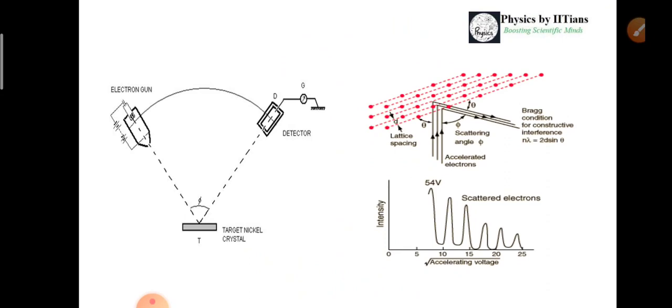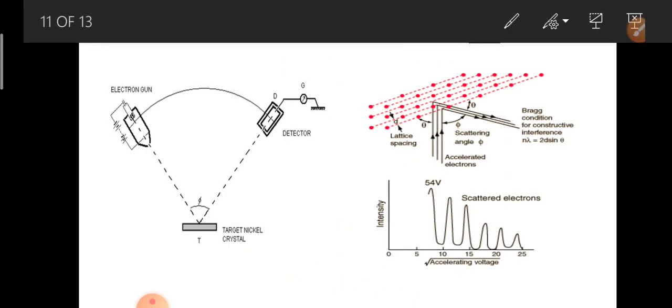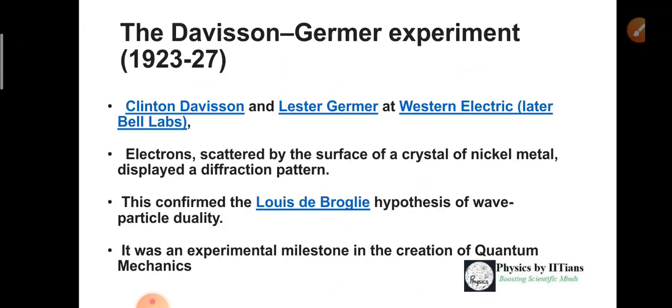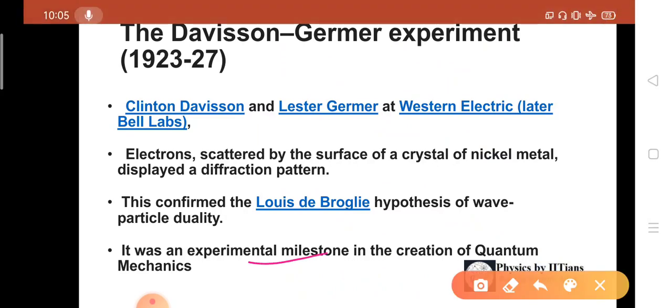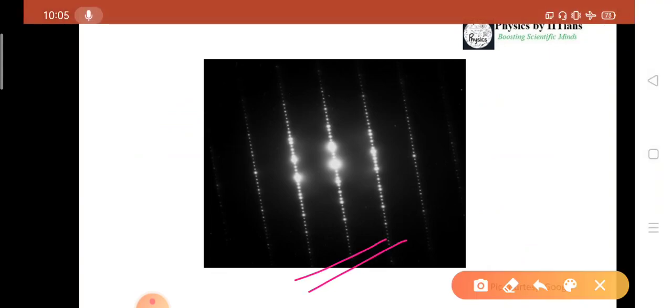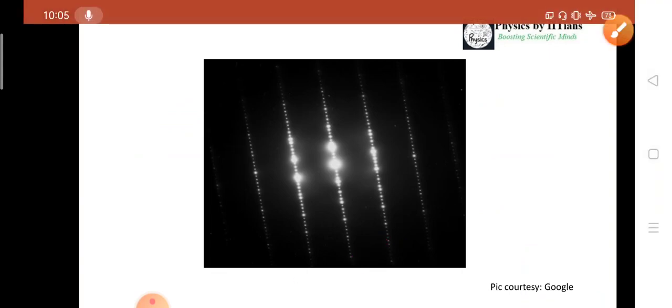Light has both wave and particle natures, and electrons also have both natures, wave and particle. These are fundamental theories of quantum mechanics, and the Davisson-Germer experiment was an experimental milestone in the creation of quantum mechanics. So hopefully you understand from today's video. This is another beautiful picture which shows the diffraction pattern of electrons.